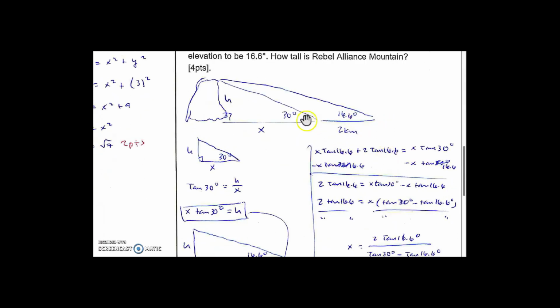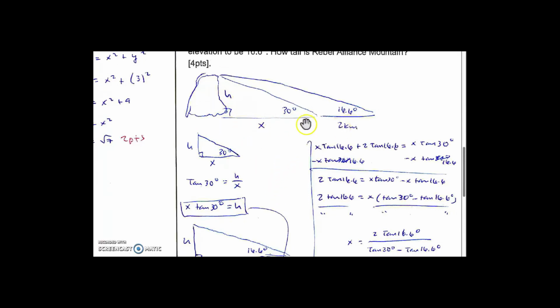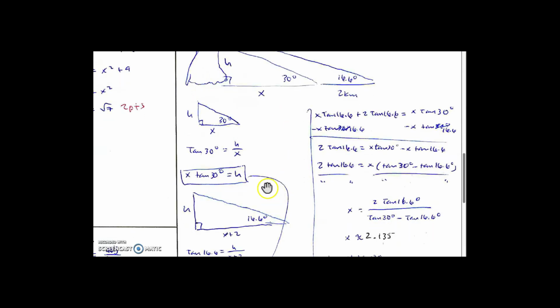So here you should have 2 triangles. Here the smaller triangle, 30, h, and x. H represents the height, x is an unknown distance. And if you recognize it, both triangles have the h in common, so solve for h there. Tangent, opposite over the adjacent, tangent of 30 equals h over x. If you cross multiply, you'll get x tangent 30 equals h.